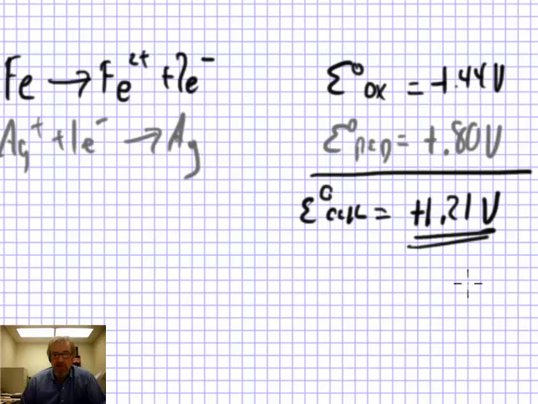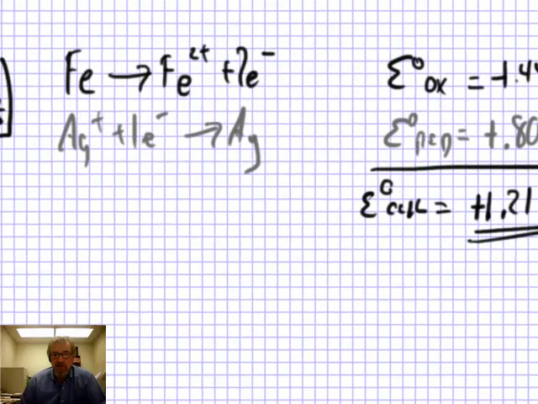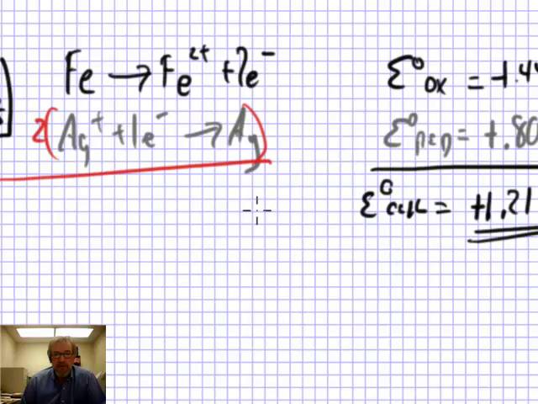Now, to actually answer the question, I'm going to have to multiply the second equation by 2 to make the electrons lost and gained the same. And so my overall reaction is going to be Fe plus 2 Ag+ makes Fe2+ plus 2 Ag.